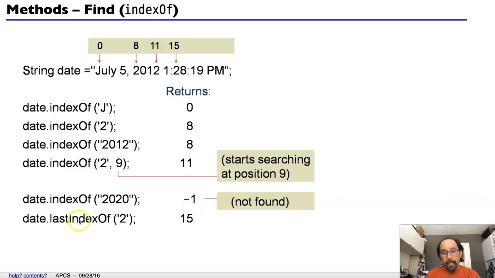And there's a closely associated method called last index of, which in a sense you could say finds the last one, or you could say it searches from the right hand side. Starting from the right hand side, it looks for the first 2, and it returns that number here as 15.